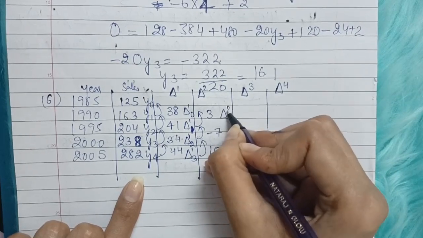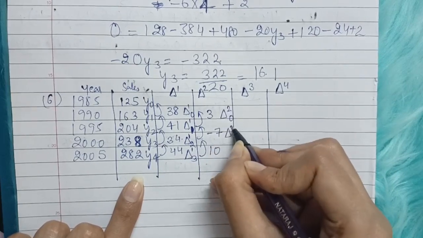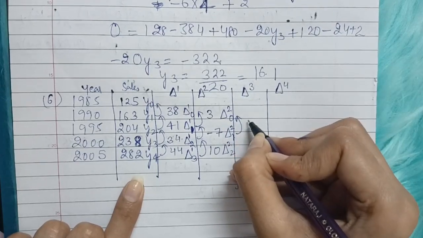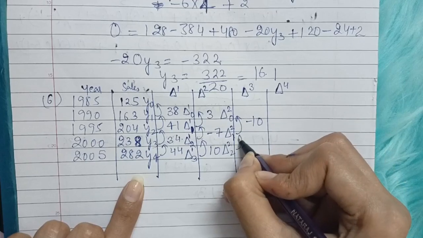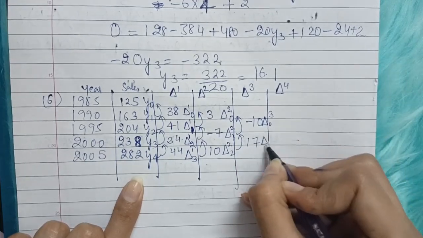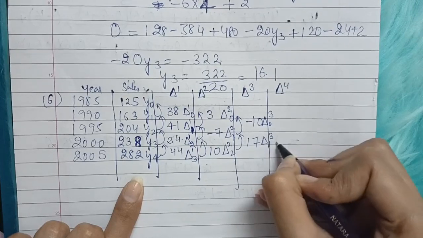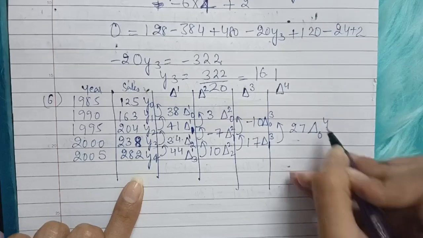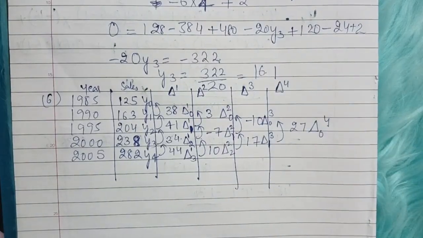So this is my delta 20, this is my delta 21, this is my delta 22, and इन दोनों का करेंगे then we will get -10, and इनका करेंगे then we will get 17. So this is my delta 30, this is my delta 31, and at the last when we do this, it is 27, that is my delta 40. I hope this point is clear to you.